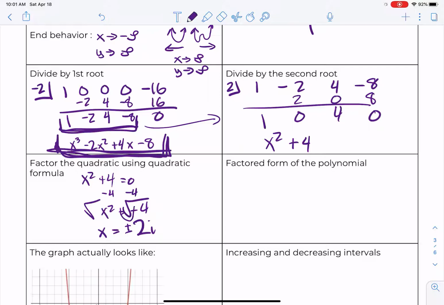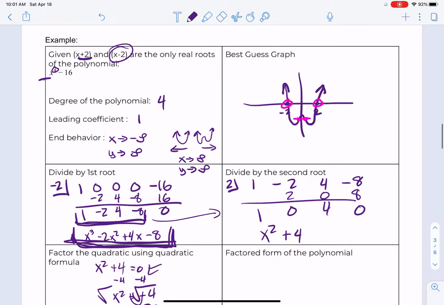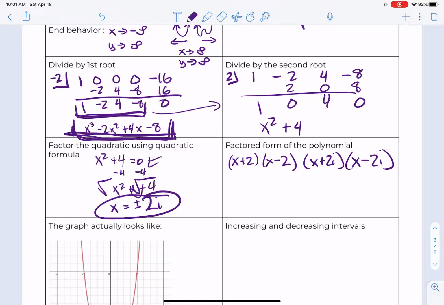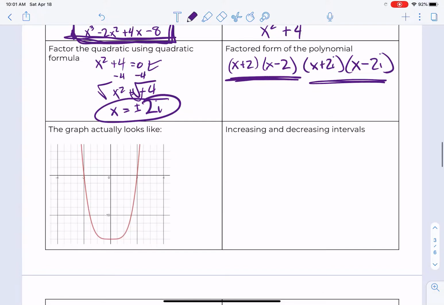You could use the quadratic equation and get the same thing, but in this case, it's way easier just to do it this way. Okay, so now we get our original factors were x plus 2 and x minus 2. So those are my first two factors. And then I get x equals plus or minus this. So when I bring them back, it's x plus 2i and x minus 2i are my other two factors. Again, two real roots, two complex roots or imaginary roots.